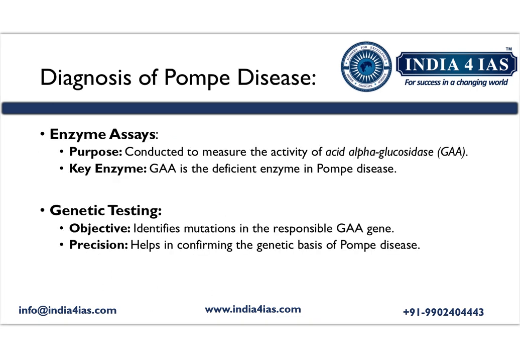Diagnosing Pompe disease is a multifaceted approach. One is enzyme assay, another one is genetic testing. In enzyme assay, the activity of the enzyme acid alpha glucosidase is measured. The deficiency of this enzyme is responsible for Pompe disease. In genetic testing, the mutations in the GAA gene are identified. So this confirms the genetic basis of Pompe disease.